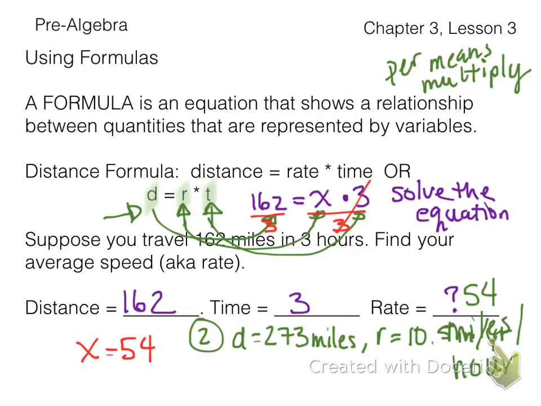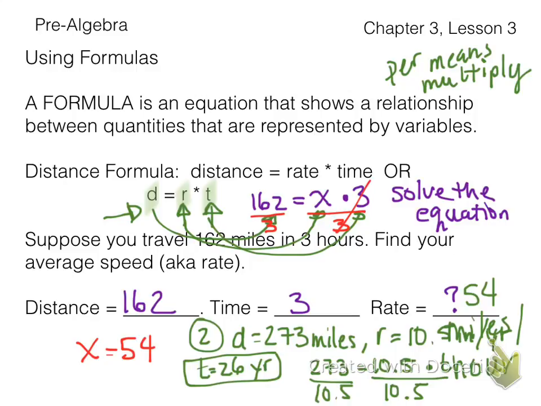All right. Here's another problem. We have 273 miles, and we have a rate of 10.5 miles per hour. So we're going to do 273, because that's the distance, is equal to my rate, which is 10.5, multiplied by time, and we're trying to find time. To do that, we're going to divide by 10.5 on both sides. Because this was actually inches per year, not even miles per year.